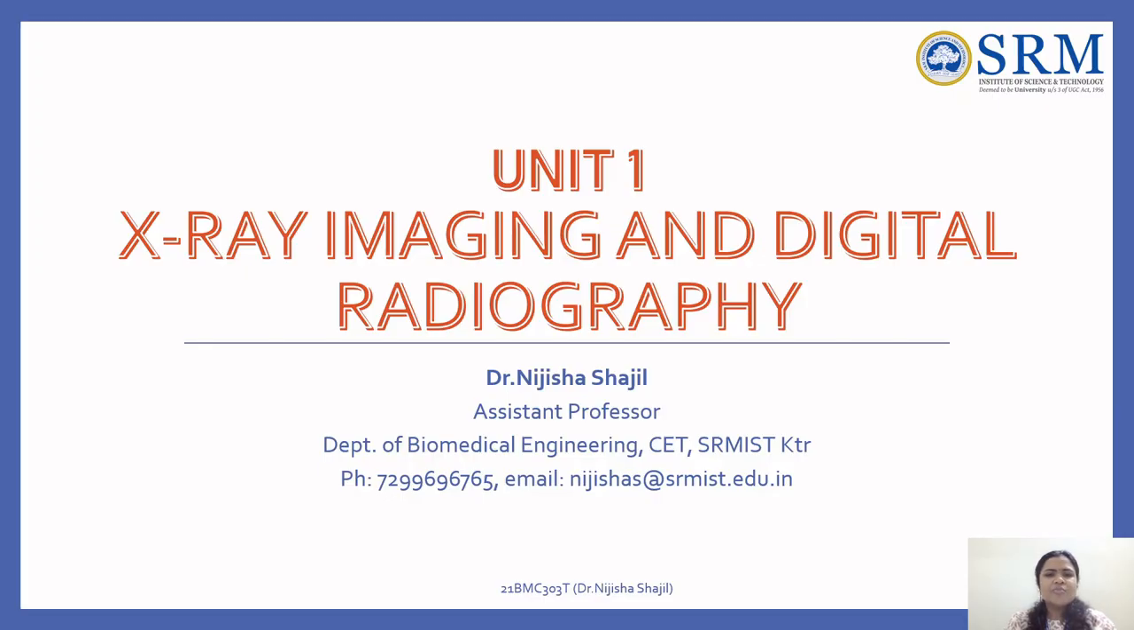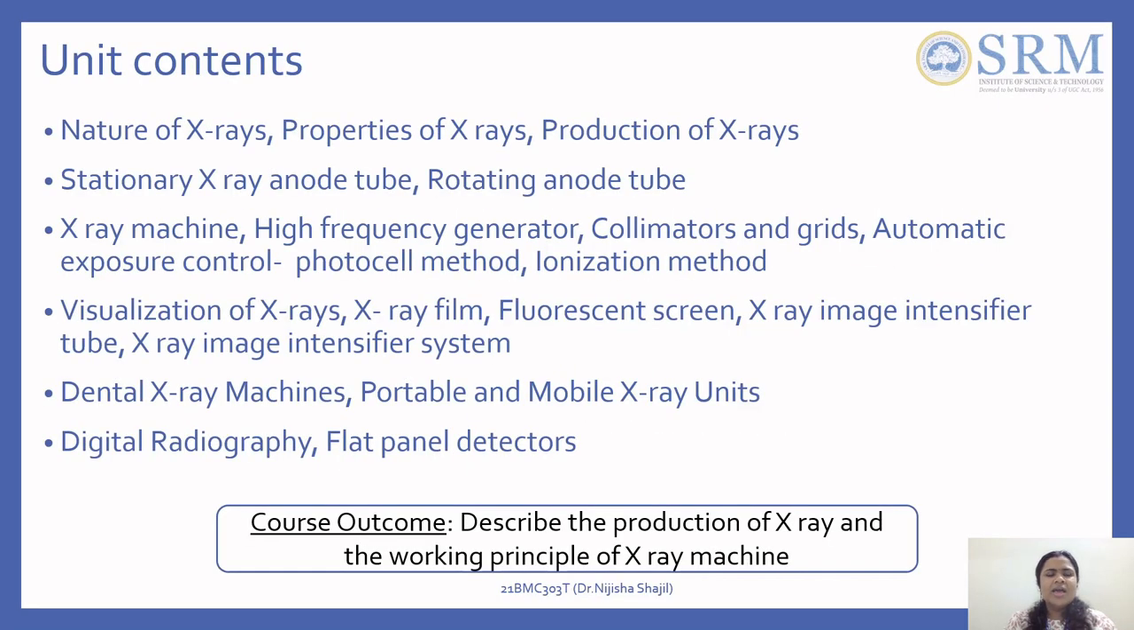So in this course, Principles of Medical Imaging, we'll be seeing Unit 1, X-ray Imaging and Digital Radiography. In this unit, we'll be covering in this session the production of X-rays, specifically characteristic spectrum, stationary X-ray anode tube, rotating anode tube, X-ray machine, high frequency generators. Let us go to the session.